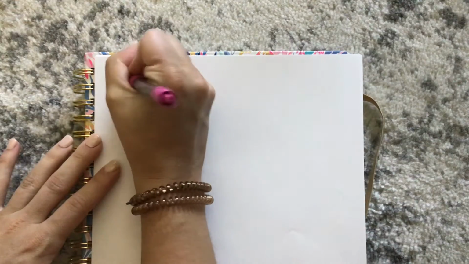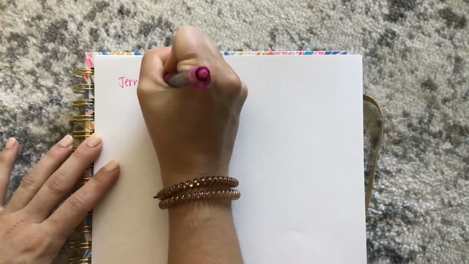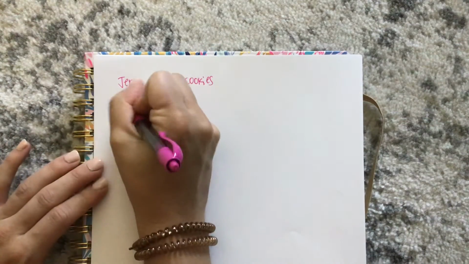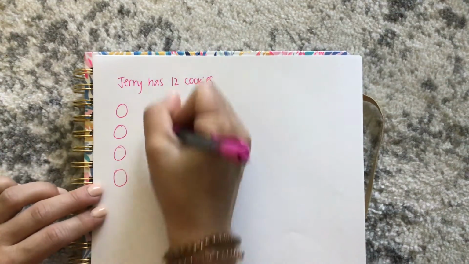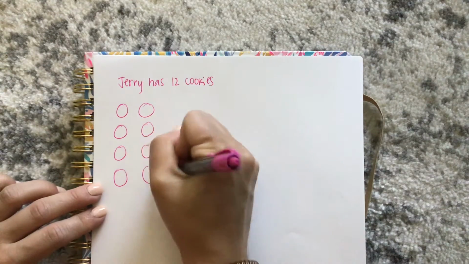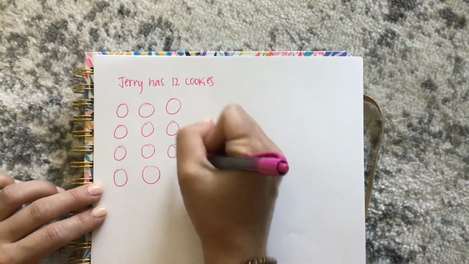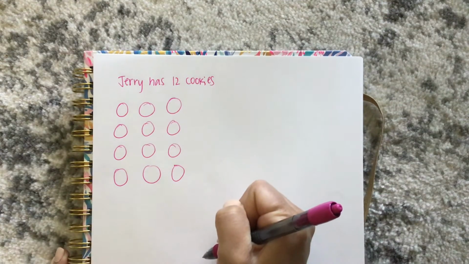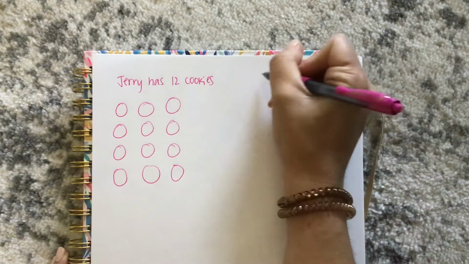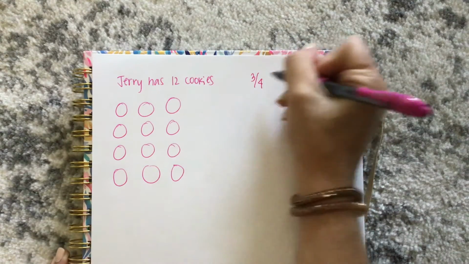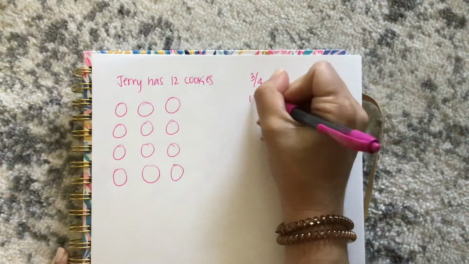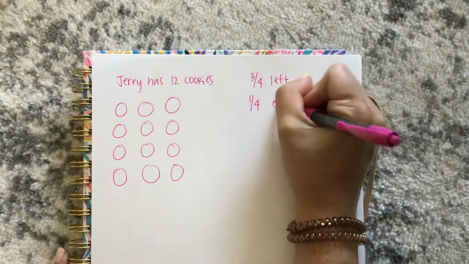So I know that Jerry has 12 cookies. So I'm going to draw 12 cookies. There are 3/4 of a dozen left. How many did he eat? So if there are 3/4 left, then I know that Jerry must have eaten 1/4 of the cookies.